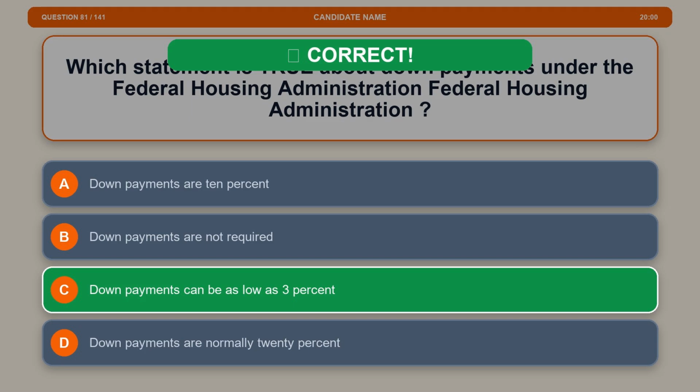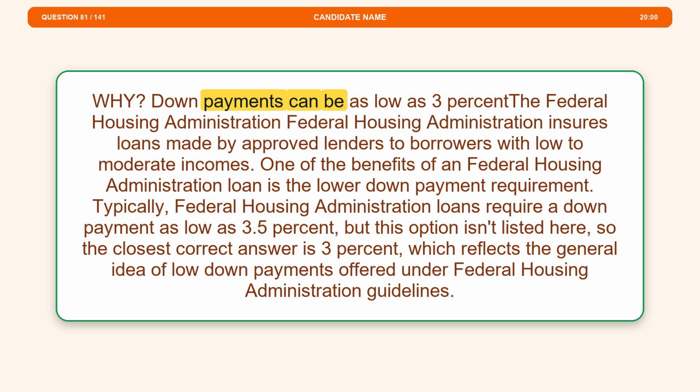The correct answer is option C. Down payments can be as low as 3% under the Federal Housing Administration. The Federal Housing Administration insures loans made by approved lenders to borrowers with low to moderate incomes. One of the benefits of a Federal Housing Administration loan is the lower down payment requirement. Typically, Federal Housing Administration loans require a down payment as low as 3.5%. But this option isn't listed here, so the closest correct answer is 3%, which reflects the general idea of low down payments offered under Federal Housing Administration guidelines.